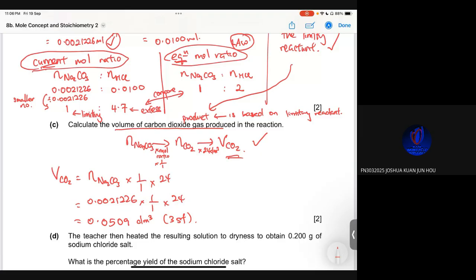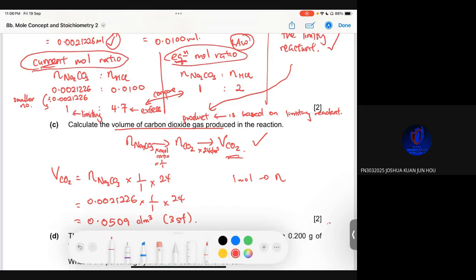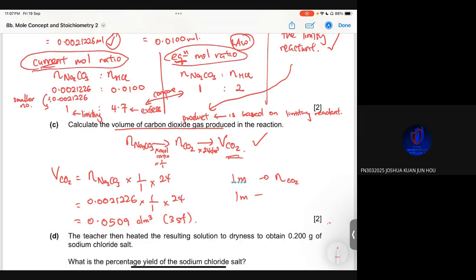Okay, now some ask, if I combine everything like that, will I lose marks or not? How are my 2 marks allocated? Okay, how is this 2 marks allocated? Actually, 1 mark goes into finding the number of moles of carbon dioxide, and 1 mark goes into finding the volume of carbon dioxide.